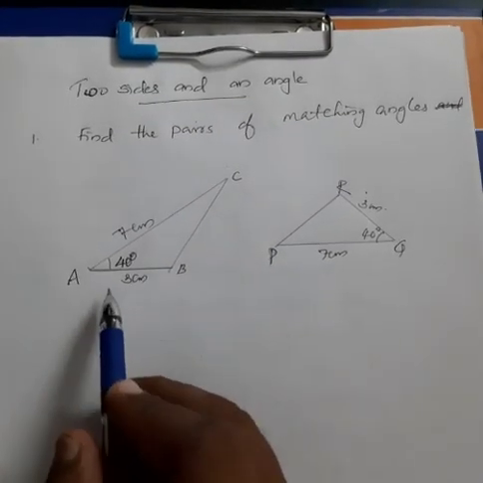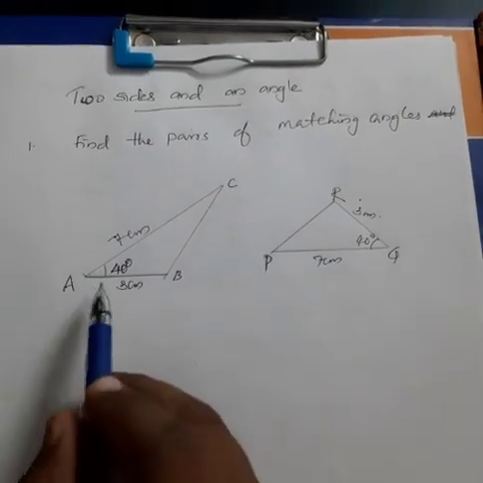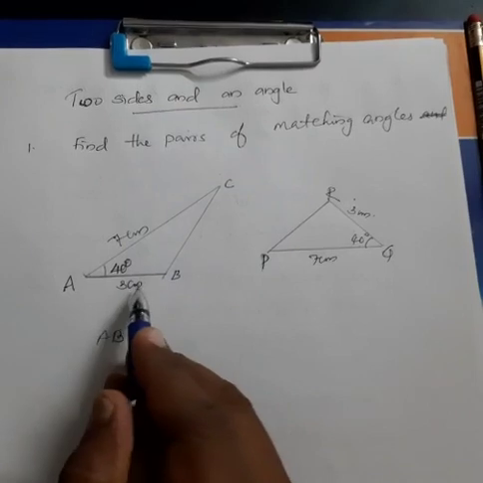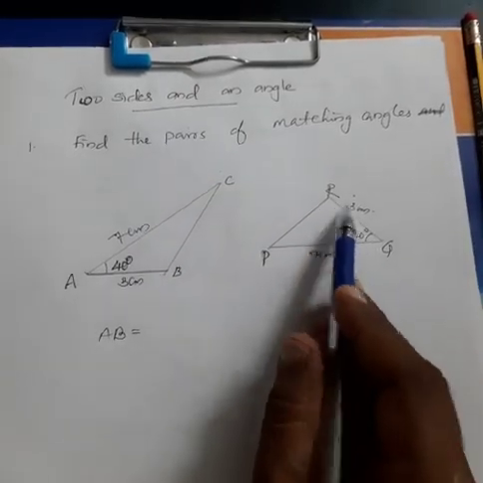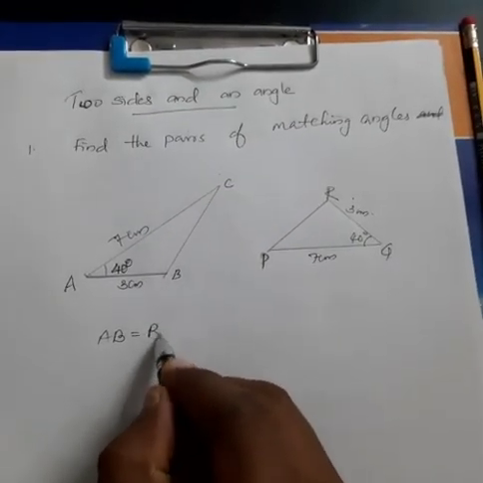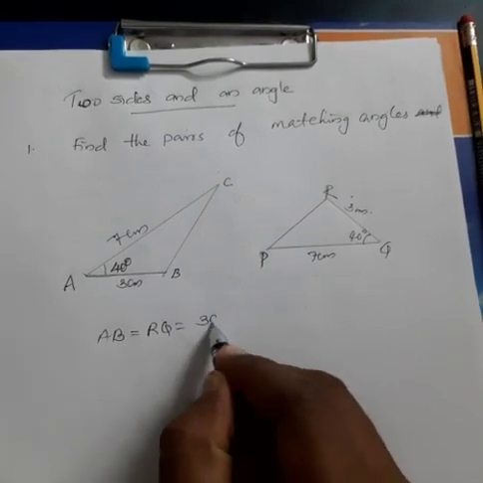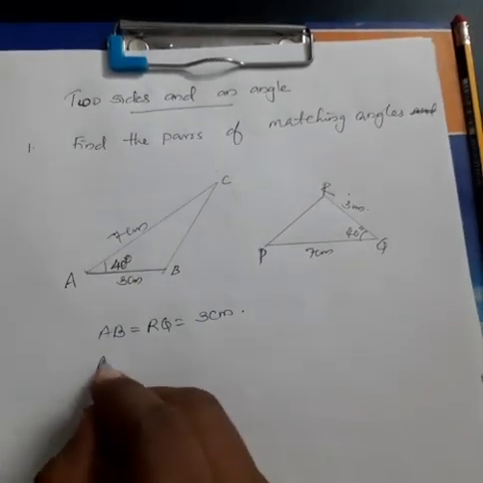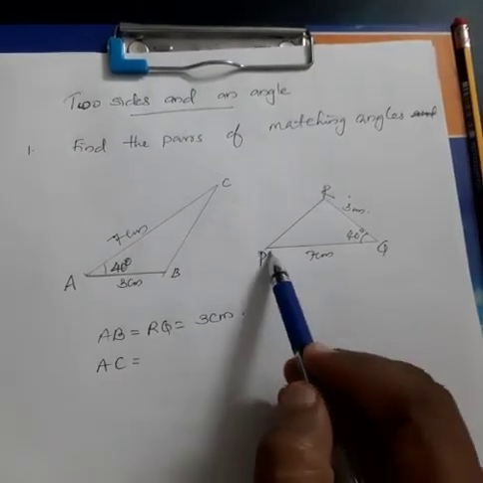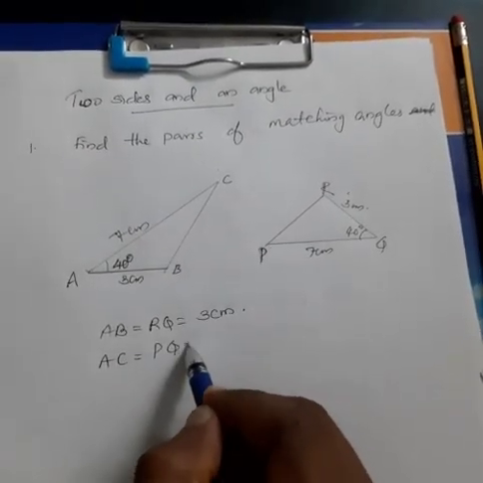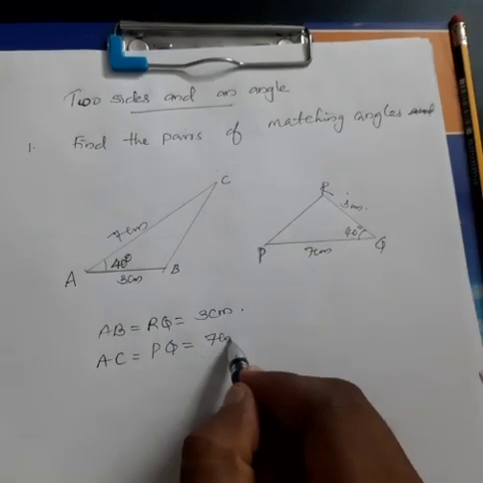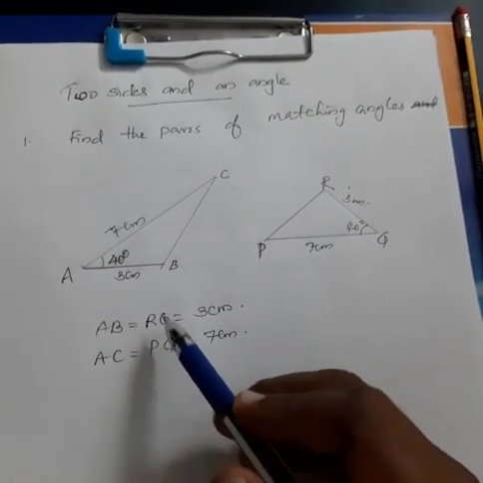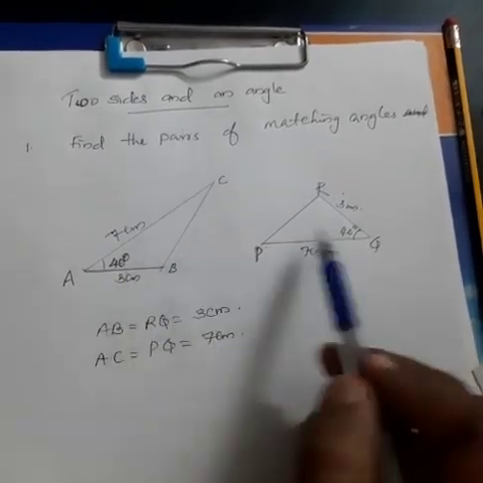First of all, we have to write the equal sides. Here AB is given as 3 centimeter. Here RQ is also 3, so RQ is equal to 3 centimeter. Next, AC is equal to PQ, which is 7 centimeter. Here two sides are equal and the angle is also given.